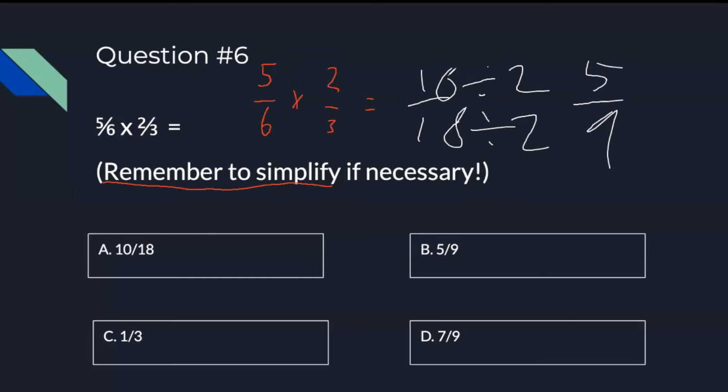But then we realize that this is not in the simplest form because, first of all, you can just tell both of them are even numbers. So the first thing you could try is just 2. So 10 divided by 2, 18 divided by 2, you get 5 over 9. And when we look at this, it looks pretty simplified, right? There's not another number that can divide both that is an integer and greater than 1. So in this case, 5 over 9 is the correct answer. So it's B. All right.